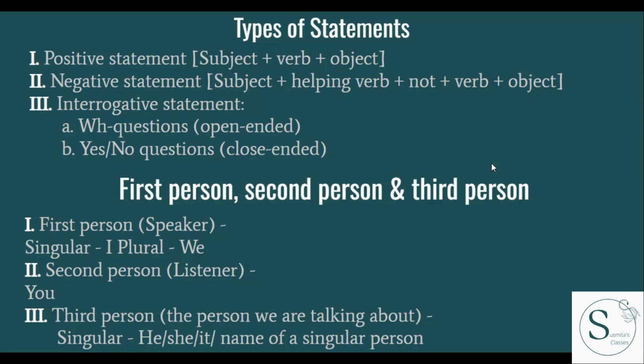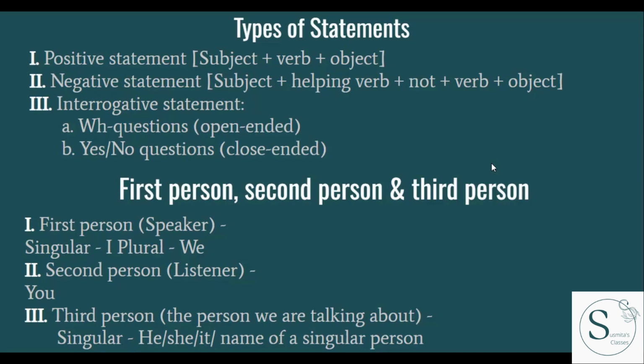Next, we have negative statements. Negative statements are whenever we use the word not in a sentence. Not, never, that makes your statement negative. So how do we have the sentence structure for this? We have subject, helping verb, not, and verb if needed, and then the object part.